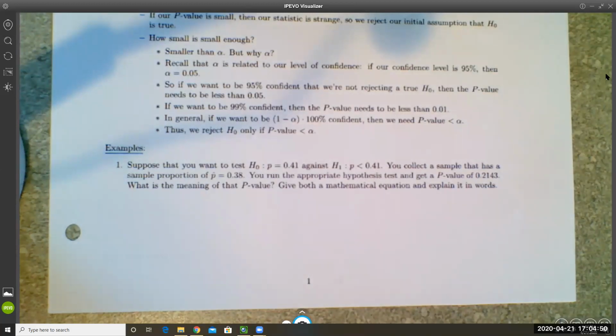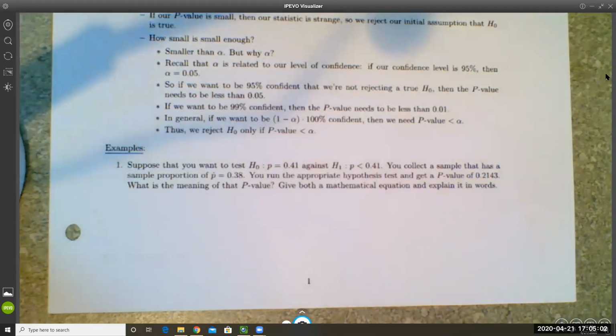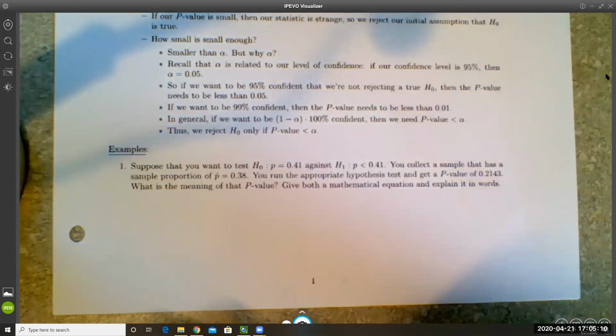Okay, I'm not asking you to run the test. I'm not asking you to make a decision or write a conclusion. I'm just asking you, what does this mean? What does it mean that your p-value is 0.2143? I'm saying give both the mathematical equation and explain it in words. So let's do that.